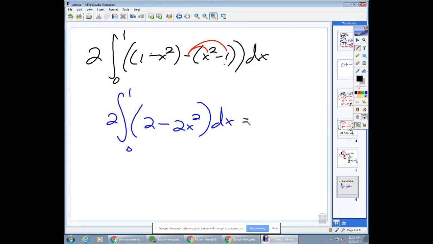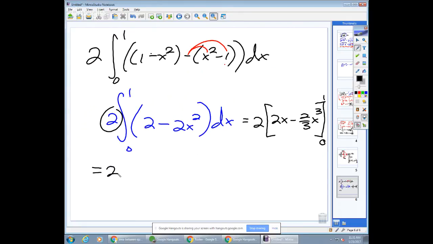Antiderivative for 2 is 2x, yeah. So I'm going to have a 2x. Antiderivative for 2x squared, 2/3 x cubed. Yeah, so I got a minus 2/3 x cubed. Don't forget our 2 out front. And our boundaries are 0 to 1. In this case, we love plugging in 0 because that whole side disappears, kind of nice.